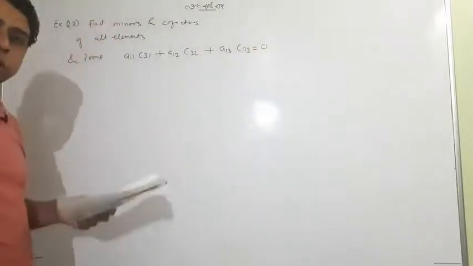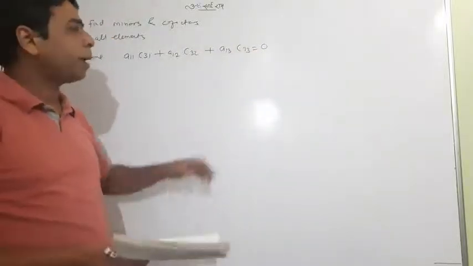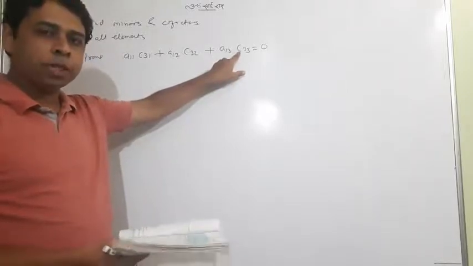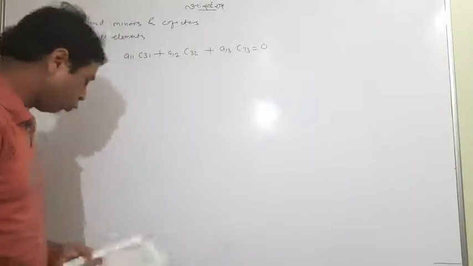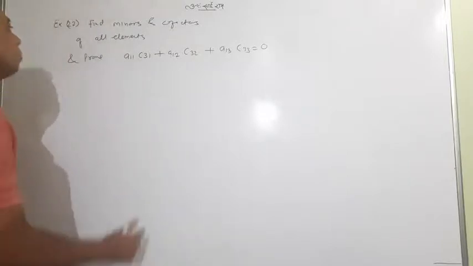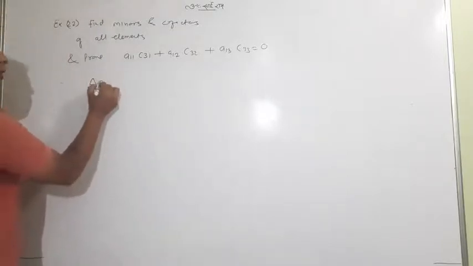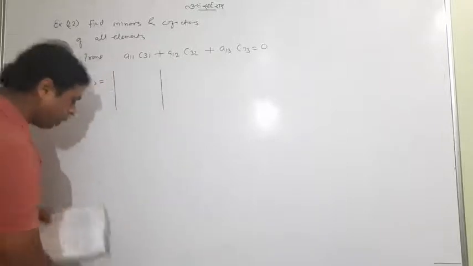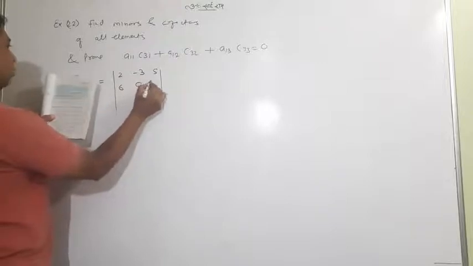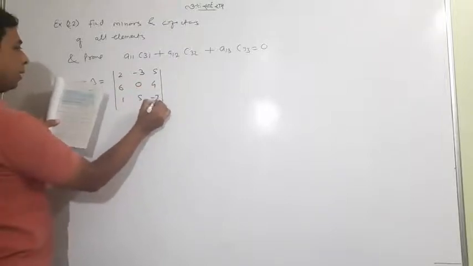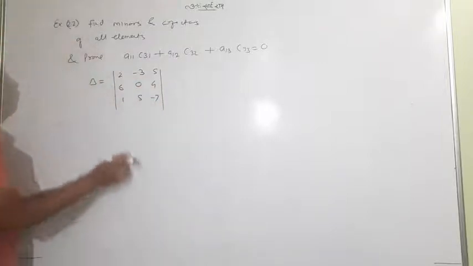In your book, cofactor is given by the symbol capital A. I am using capital C. So don't worry about that. Okay, let's go fast now. The determinant hasn't been written yet. Let me write here: 2, -3, 5, 6, 0, 4, 1, 5, -7. So we'll go fast.